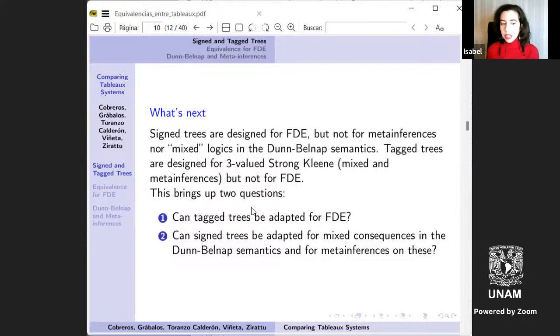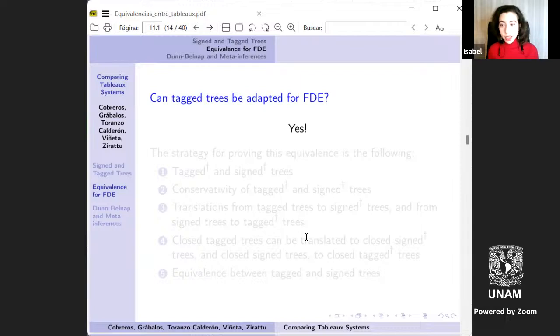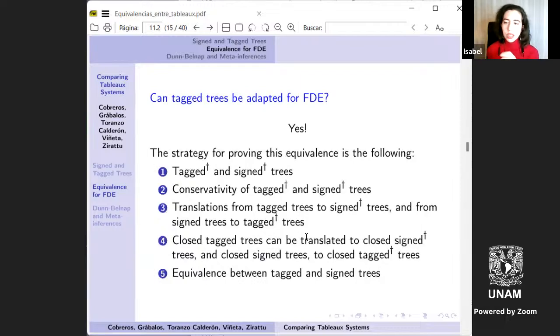So can we adapt the tag trees for FDE? Could we extend the sign trees for these meta-inferential levels that we were talking about before? And to be able to decide on meta-inferences that could give us extra information about the logics. So yes, they can be adapted. And the strategy would be to design a system of, in this case, it says tagged dagger trees and signed dagger trees. We only use each one of those for one of the directions of the translation. Now we're gonna go from sign to tag.